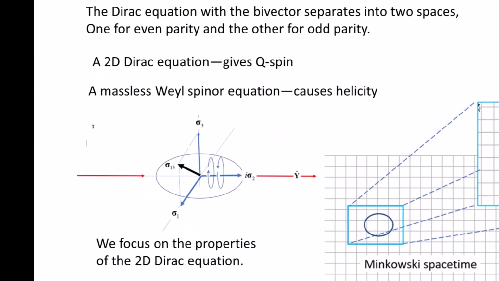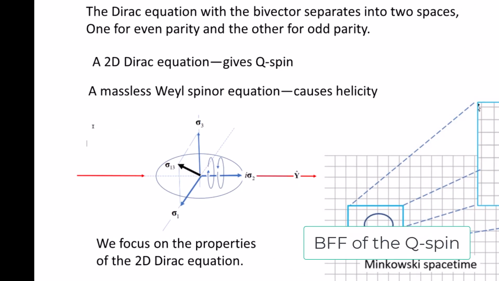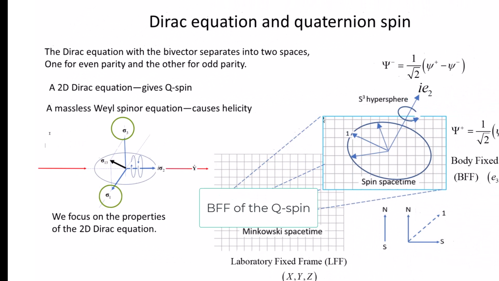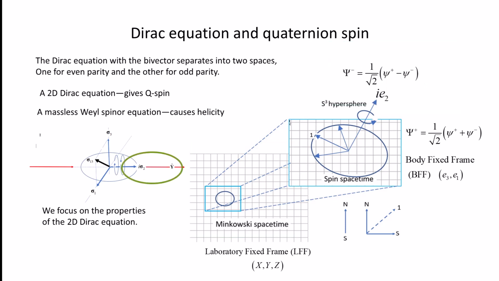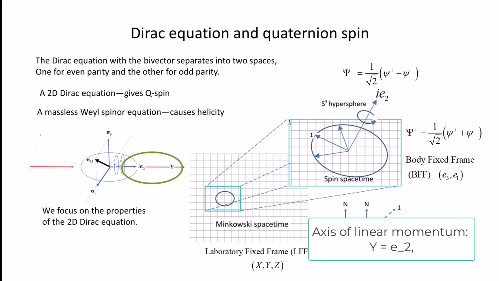The body-fixed frame of the 2D spin has unit vectors in the E1 and E3 body-fixed frame. The laboratory fixed frame in Minkowski spacetime is XYZ. Take the linear momentum perpendicular to the axis of linear momentum, so then E2 is equal to Y, and this is the axis that spins. Next, I discuss the 2D Dirac equation.